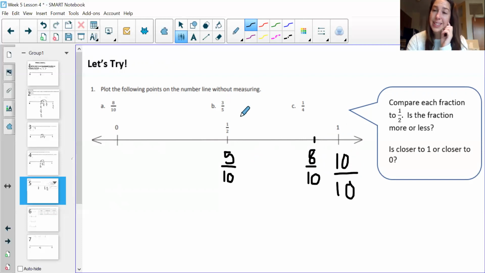Now 3/5. This is a tricky one because the denominator is odd. When the denominator is odd, it can be kind of hard to figure out if it's more or less than 1/2 because you can't split an odd number in half. So what we're going to do is convert it to tenths using equivalent fractions. I want you to think in your head, what do I multiply 5 by to get 10? And it's 2. 5 times 2 is 10. So to change this to tenths, we're going to multiply the numerator and denominator by 2. And so we get 6/10. Now, 6/10 is very close to 1/2. It's only 1/10 away. So 3/5 is going to go really close to 1/2.